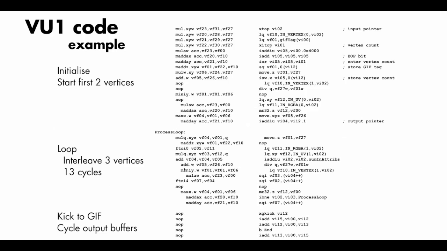And this is what I've tried to indicate here with the indentation. No indentation means the current vertex, the first vertex. One indentation means the next vertex, and two indentations means the vertex after that. And so we have three vertices in flight here in that one loop iteration. And this loop is 13 cycles long.